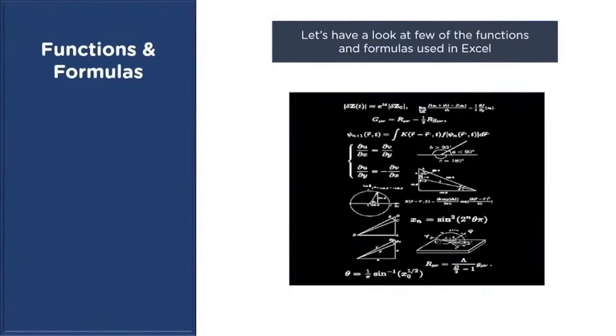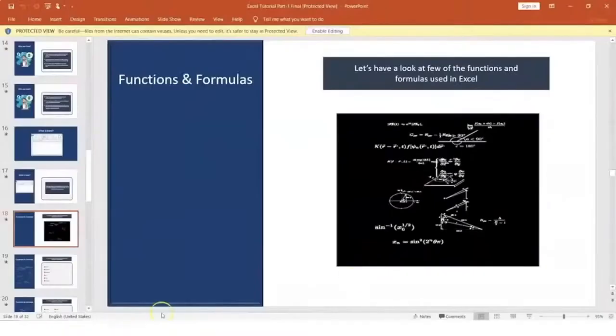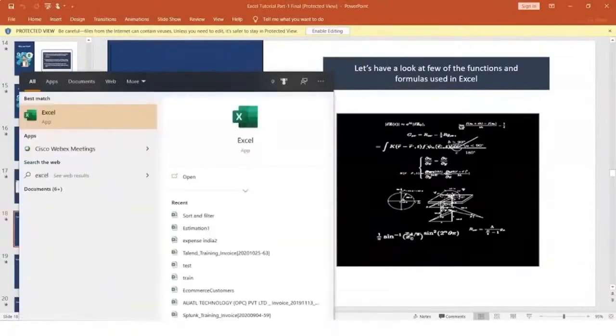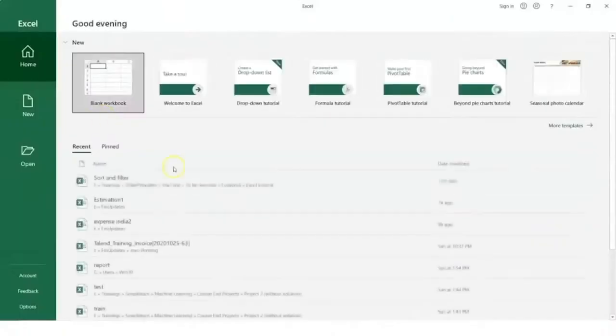Now to do that, what we can do is type in our search, say for example Excel, and just select your Excel app which is installed. And here you see you have a lot of options which say take a tour, drop down list, get started with formulas, make your pivot table, going forward with pie charts, and much more.